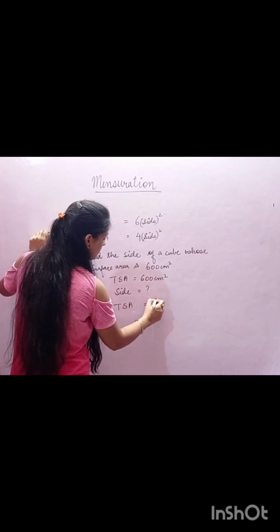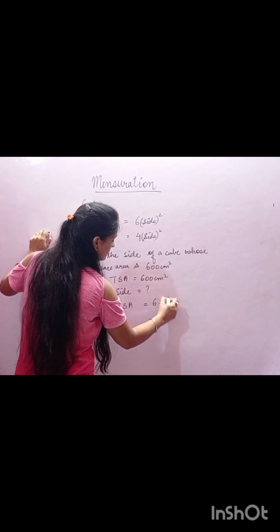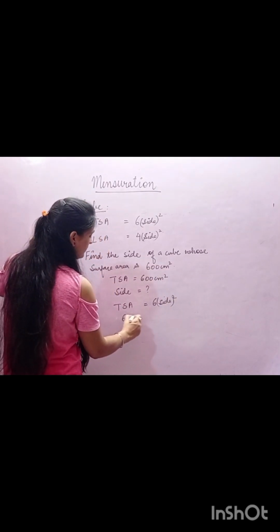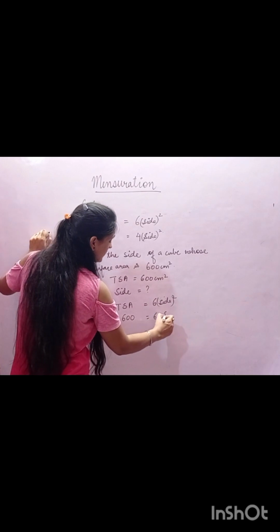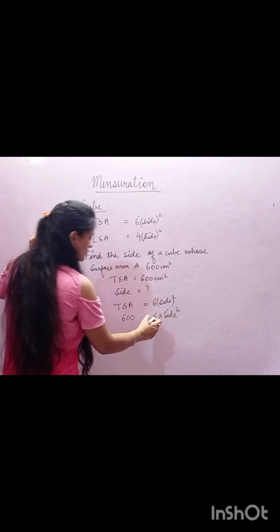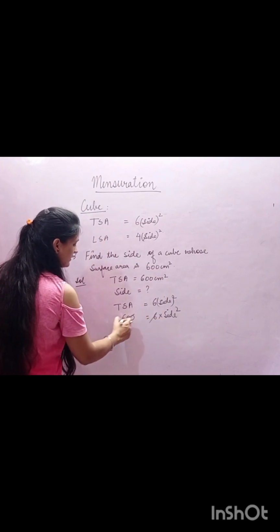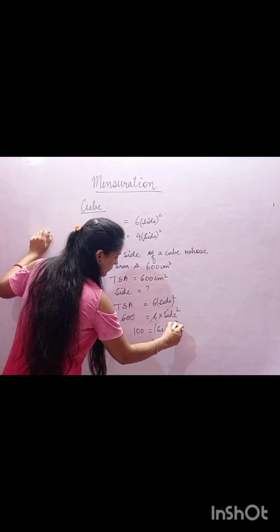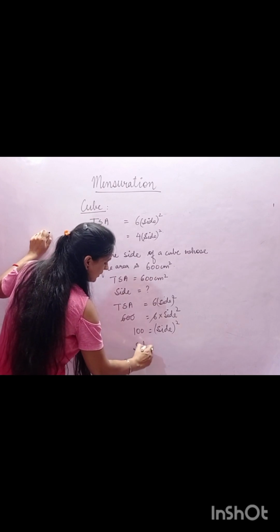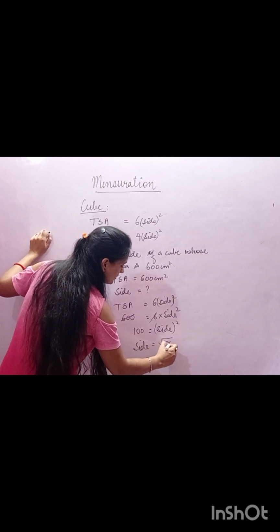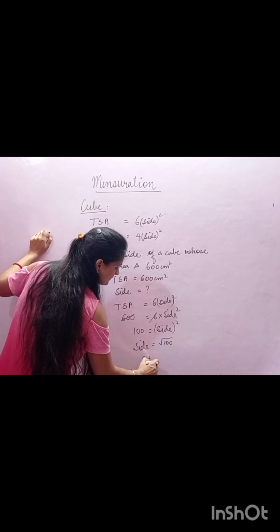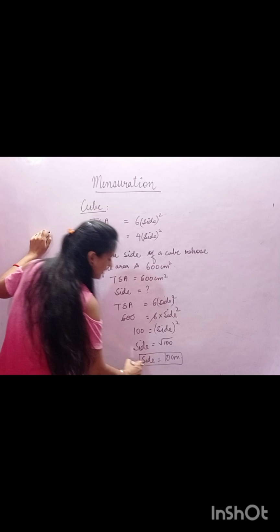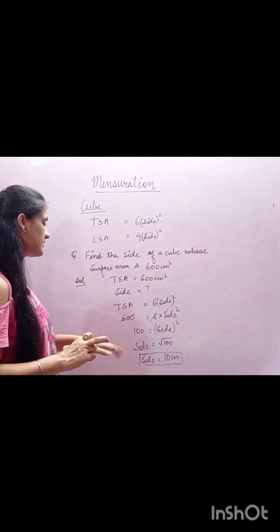TSA is equal to 6 side square, right? So TSA is 600, 6 multiplied by side square, that we do not know. So this 6 and this 6 will be cancelled. Here we get 100 equals side square. How to find out the side? That is square root of 100. And what is the square root of 100? That is 10. So what is the side of this cube, sorry, of this cube? That is 10 centimeter.